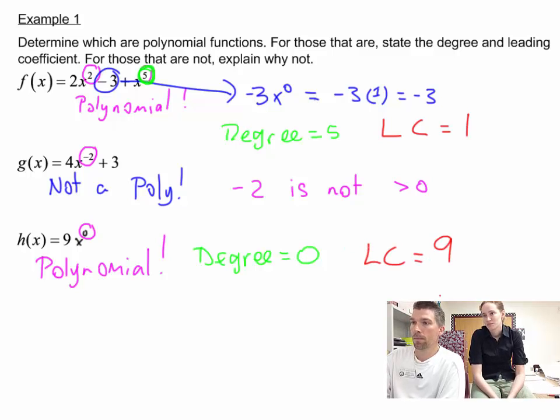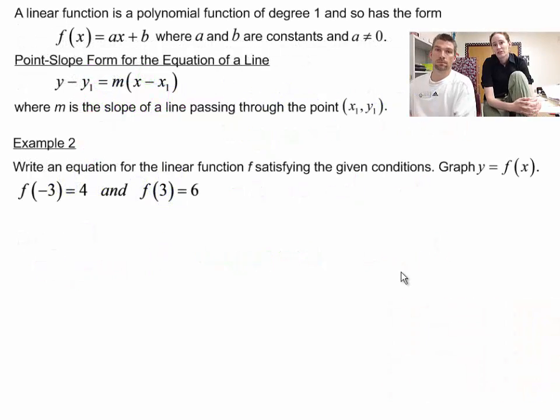Example 1 done. The first thing we're going to talk about specifically as far as polynomials go is a very specific type of polynomial function called a linear function. It is a polynomial function of degree 1, and it has the form up there. It says f of x equals ax plus b, where a and b are constants, and a does not equal 0. You may be more familiar with it as being y equals mx plus b. That's saying the same thing.